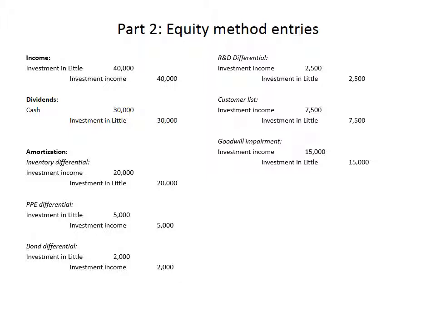Finally, as was mentioned in the statement of the problem, at the end of the year, BIG determines that due to impairment, the correct goodwill balance should be $40,000. When we first recorded this, we assumed there was $55,000 of goodwill, and so we're going to basically write off $15,000 of our investment balance, saying that it has been lost due to the impairment of that goodwill.